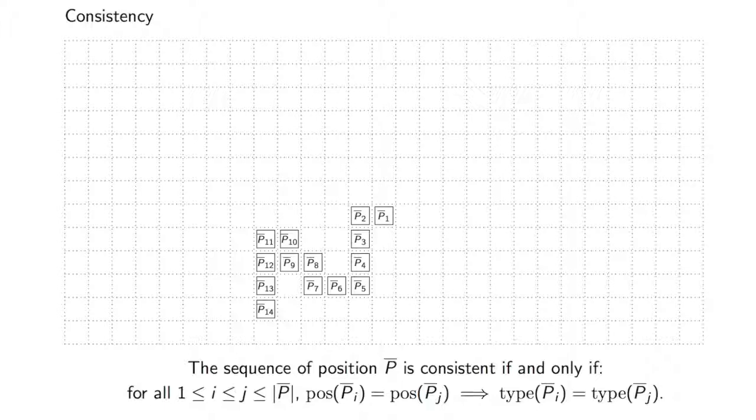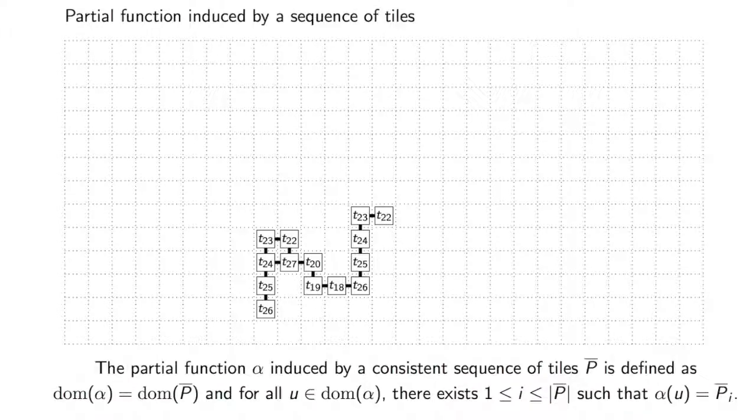We say that a sequence of tiles is consistent if and only if all tiles which are at the same position are also of the same type. In our example, the sequence of tiles P is consistent since a position is occupied by at most one tile. A consistent sequence of tiles P can also be represented by a partial function alpha such that P and alpha have the same domain. This partial function alpha is called the partial function associated to P. In our example, the partial function alpha associated to the previous example is drawn. Note that the labels of the tiles and all the interactions are drawn. In our example, alpha is an assembly.